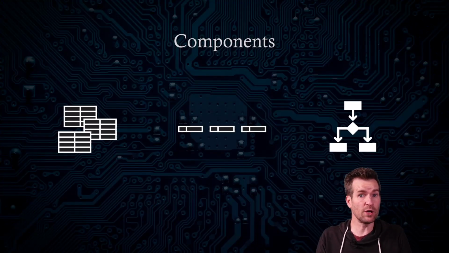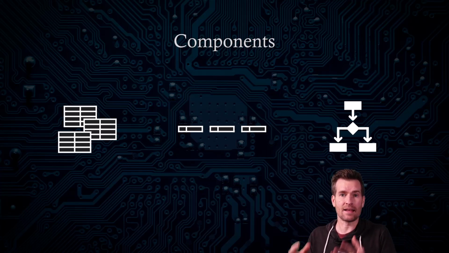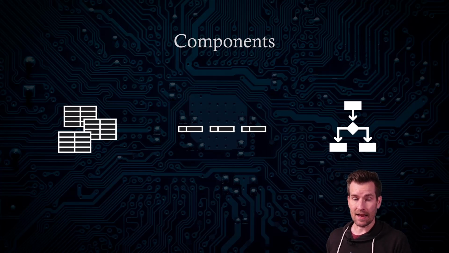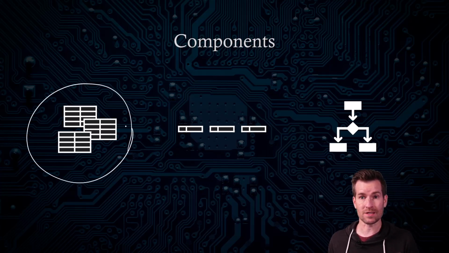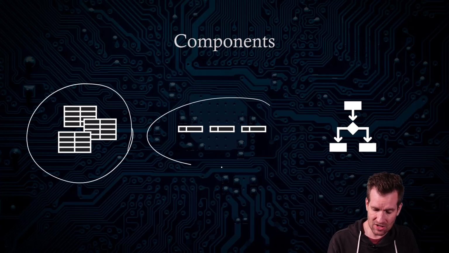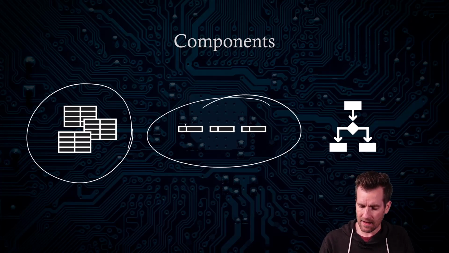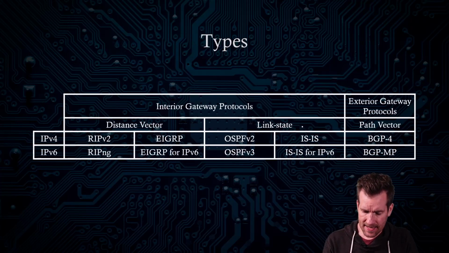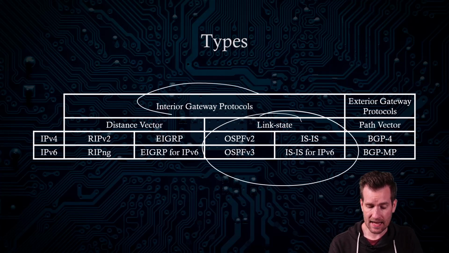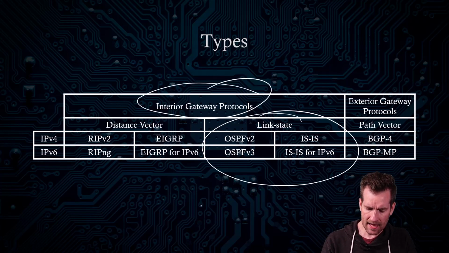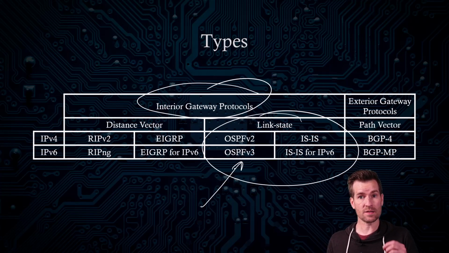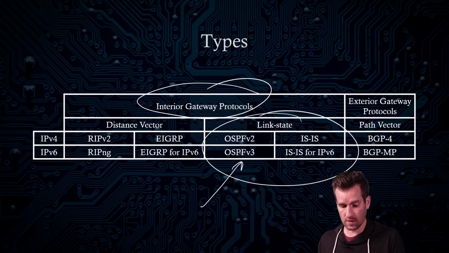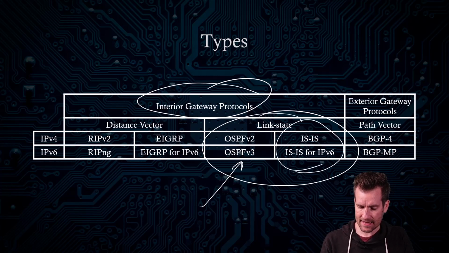And remember, there are three components to what a dynamic routing protocol is: the databases, which we're going to talk about for OSPF, the messages that are being sent back and forth, and then finally the algorithm it uses to determine what is going to be the best path. Link state routing protocols are interior gateway protocols, and some examples are OSPF version 2, version 3, ISIS, and ISIS for IP version 6.